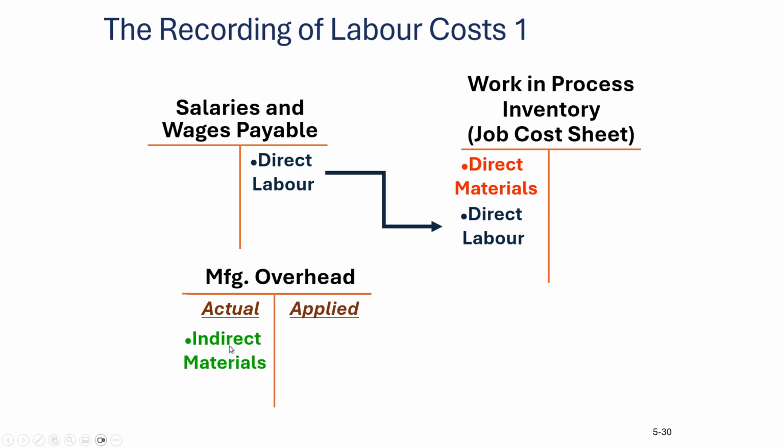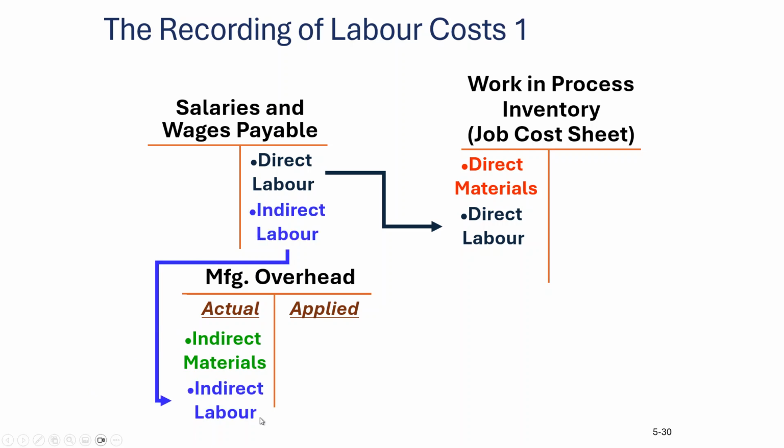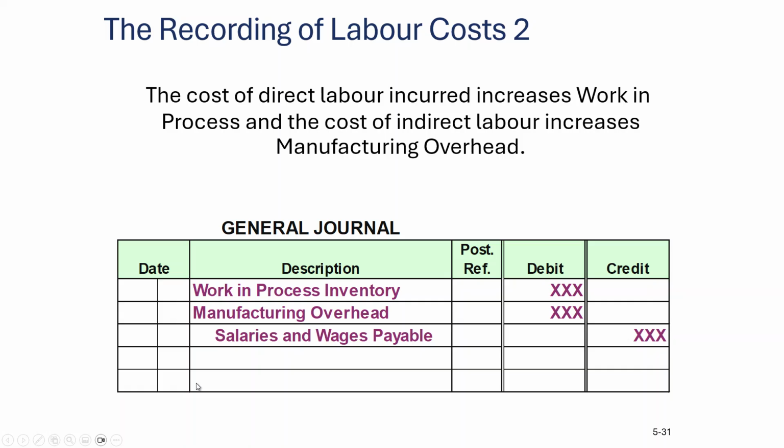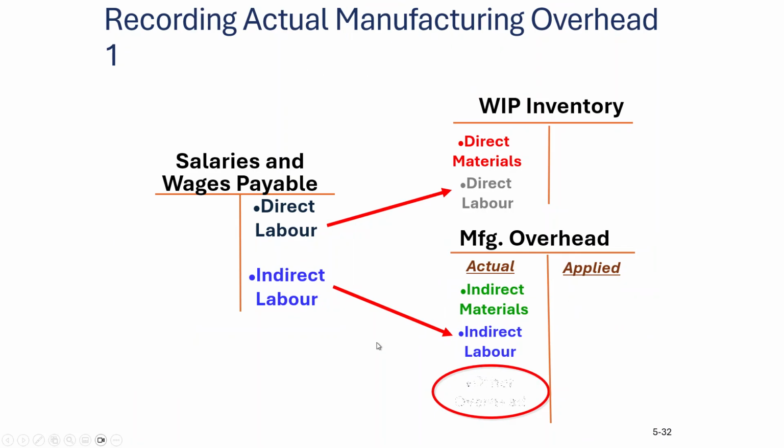And then when it comes to indirect material, so you also have indirect labor as well. So in that case, you're going to debit manufacturing overhead, and you're going to credit your salaries payable or salaries and wages payable. Okay, that's your indirect labor. So journal entry, similar process. This is my direct labor, debit WIP. That's my indirect labor, debit manufacturing overhead, credit your salaries payable. Okay, so that's an example.